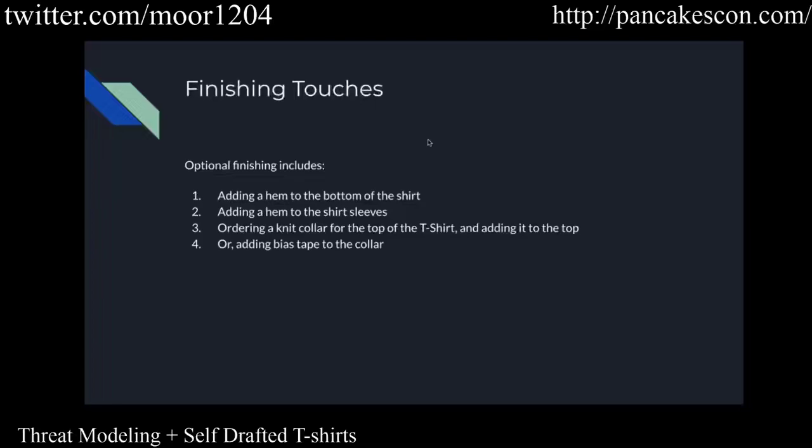And you can also order a knit collar. I would not recommend making one yourself unless you're an advanced sewist. It's actually pretty difficult to do in my opinion, but maybe other folks are a little more talented than myself. And you'll just use that to get that kind of ribbed collar at the top. And then you can use bias tape, which, those of you who know what bias tape is, it's a really fantastic thing to do.